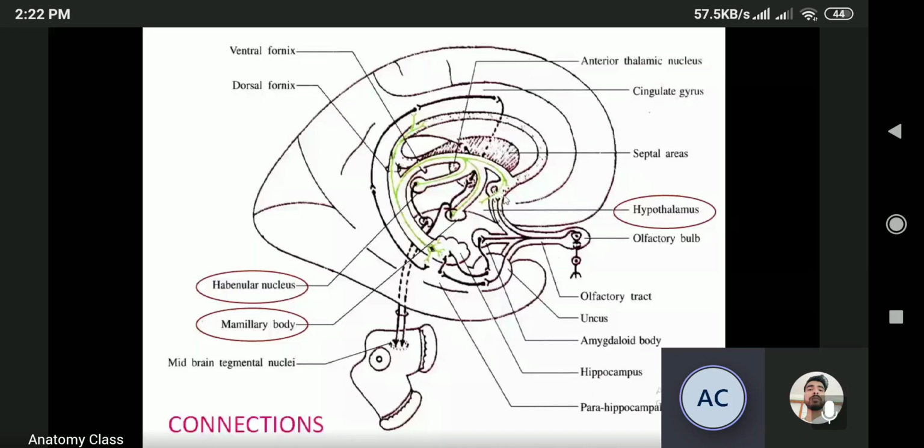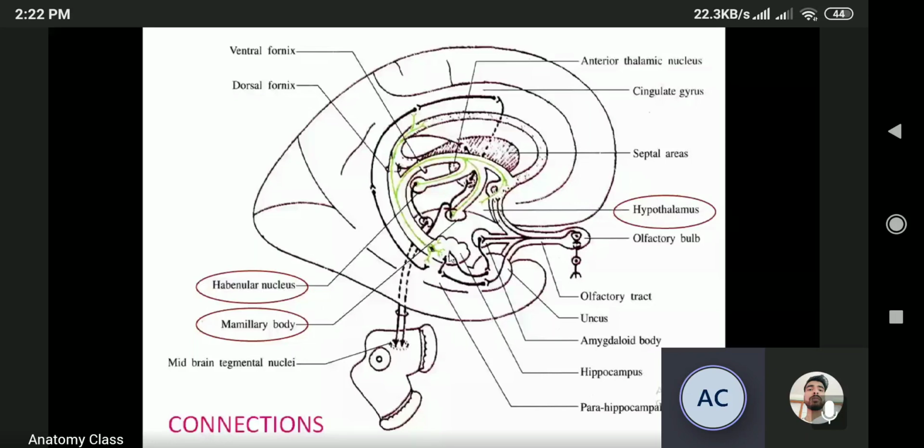Similarly, the hippocampus of the other cerebral hemisphere is there. So these two hippocampi are connected with each other by the hippocampal commissures. One of the connections is that the two-sided hippocampi are connected with each other by hippocampal commissures. Then the fibers from the post-commissural fibers.